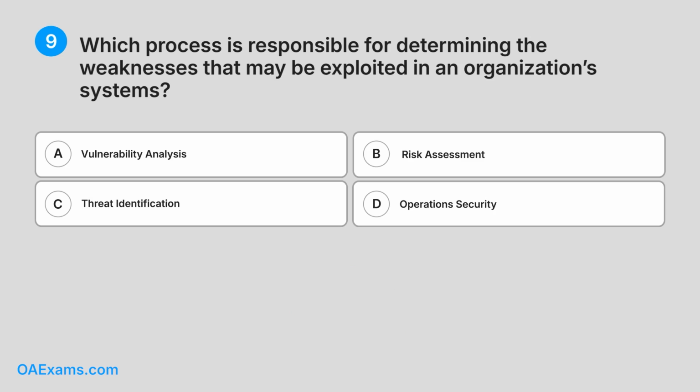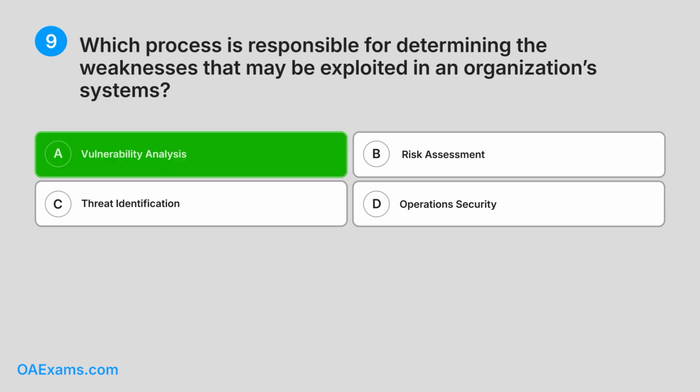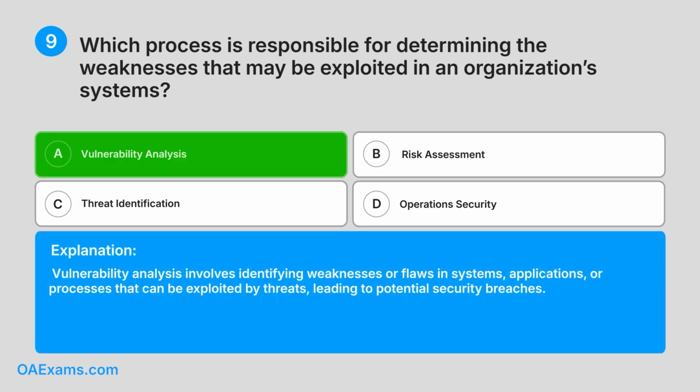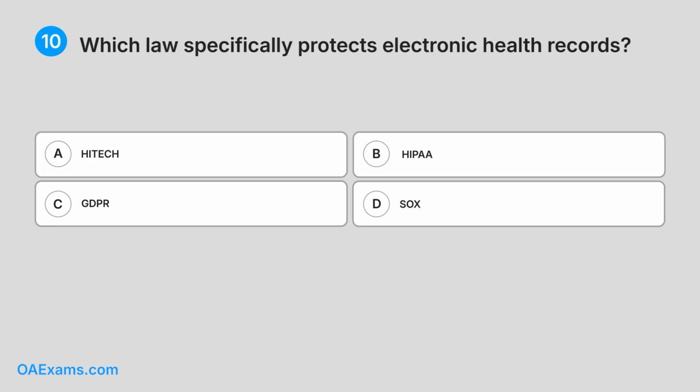Correct answer: A. Vulnerability analysis. Explanation: vulnerability analysis involves identifying weaknesses or flaws in systems, applications, or processes that can be exploited by threats, leading to potential security breaches.